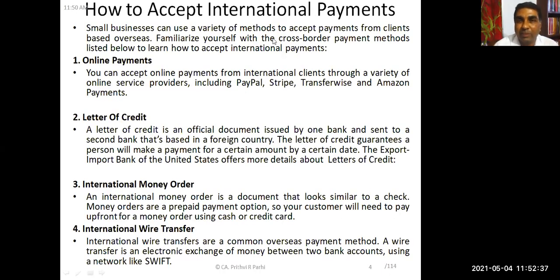So various methods of international payments are possible. Some of these points we'll be discussing in our subsequent classes. One method may be online payments. Directly you can pay online using certain platforms like PayPal, Amazon Payments, etc. Then through LC also, international payments are possible. That concept, what is letter of credit, we'll explain after some time. Then international money order is one more way. Then wire transfer or SWIFT transfer is also one more way of making international payments. Each of these methods has certain advantages and disadvantages that we'll be discussing in subsequent classes.